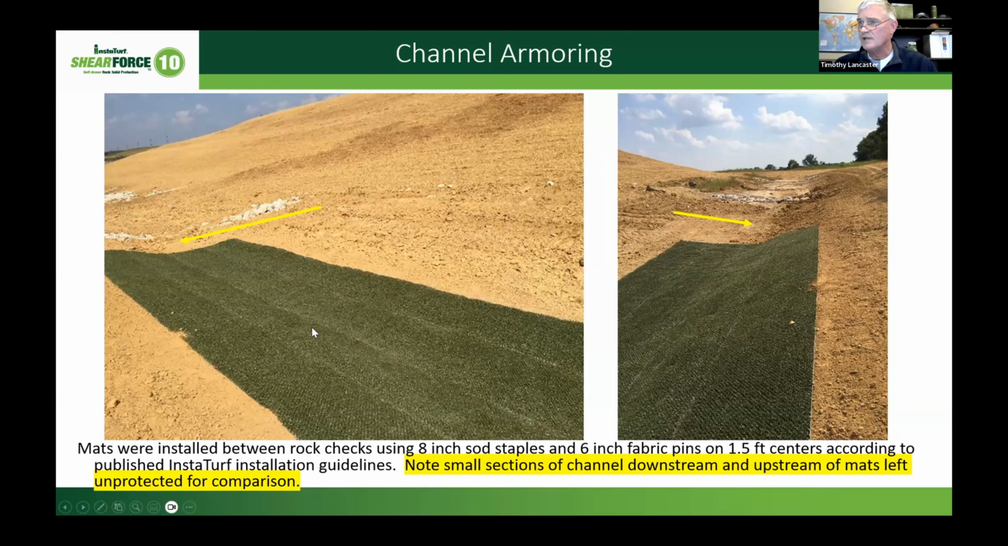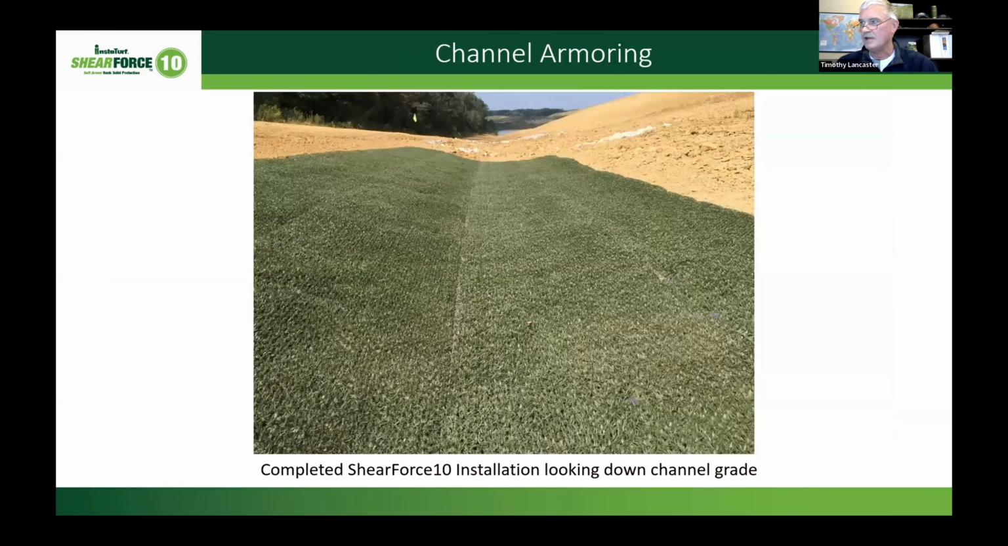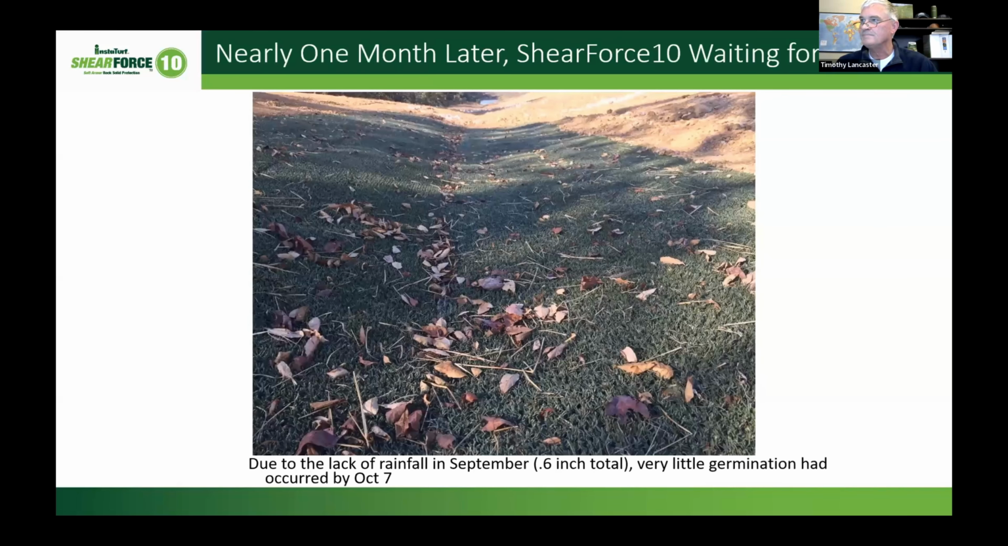We did the install, and left a couple of control areas downstream and just upstream from the test section there. Those areas were just seeded and straw mulched, just to see what would happen in those areas without protection. This picture was taken day of installation, looking downslope or down the channel gradient. And this picture was taken about a month later. Hardly any rainfall during that month, so no seed germination to speak of at that point.